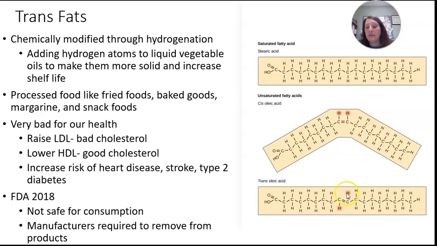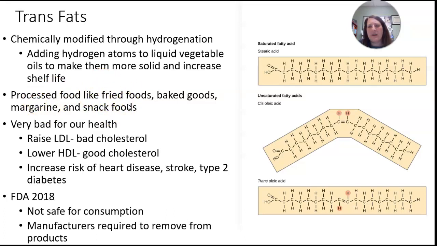And so unfortunately, because of that, this molecule tends to be straight. Even though it has a double bond, it's not kinked. So a trans fat really looks like a saturated fat, and it behaves like a saturated fat. Okay? Trans fats are found in processed foods. We actually change the fat to the trans configuration. So processed foods like fried foods, baked goods, margarine, and snack foods.